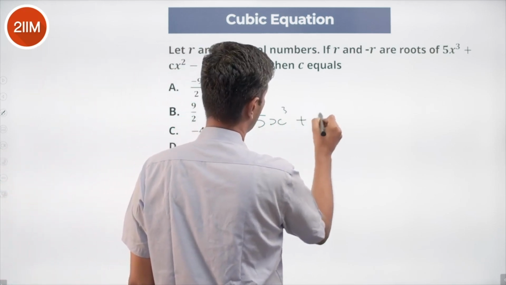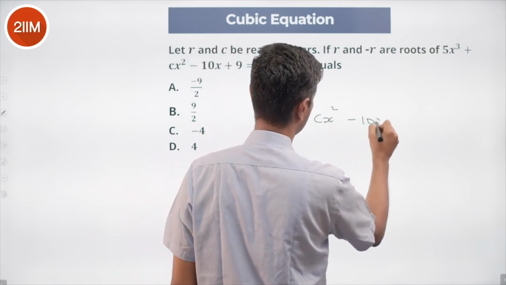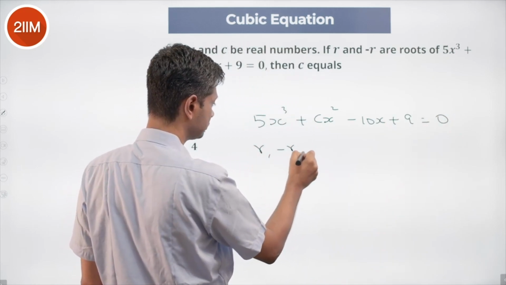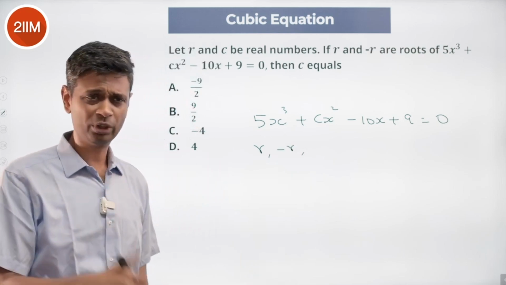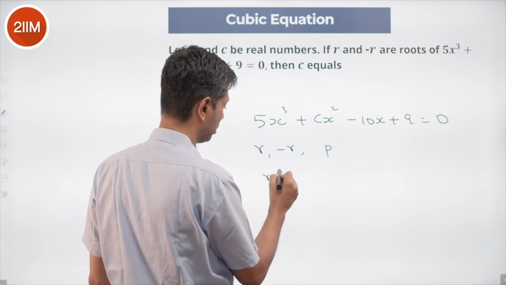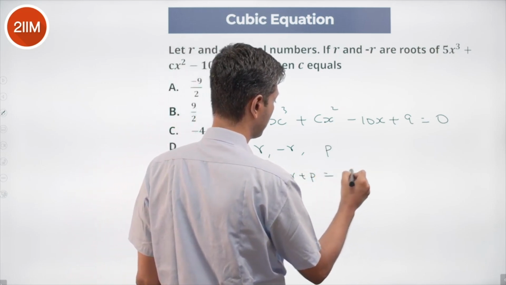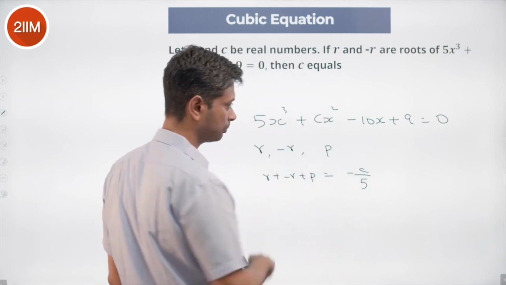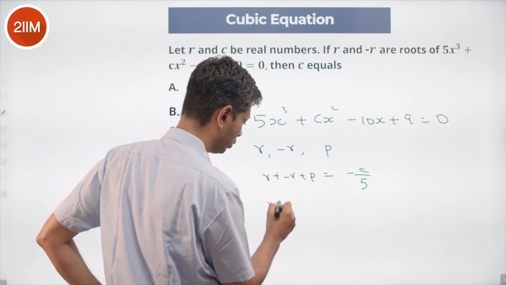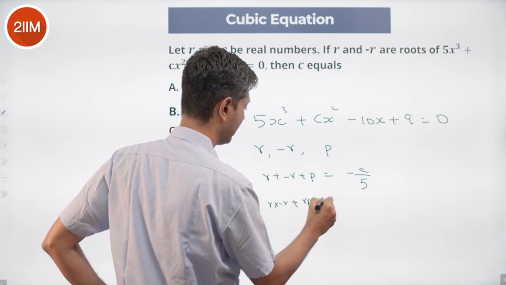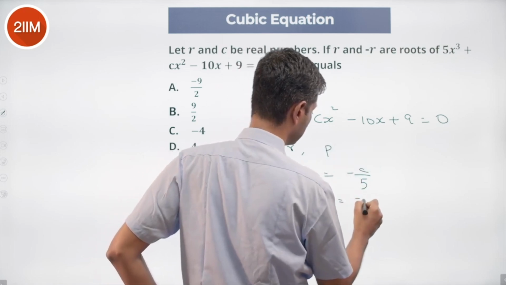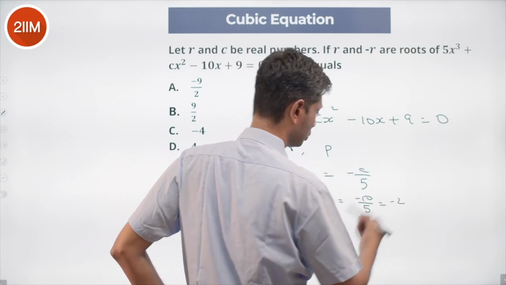5x cubed plus cx square minus 10x plus 9 equal to 0. Then the roots are r and minus r. Let the third root, the three roots of a cubic equation, the third root be p. Sum of the roots will be r plus minus r plus p equals minus c by 5. Product of the roots taken 2 at a time, which is r into minus r plus rp minus rp equals minus 10 by 5, minus 2.